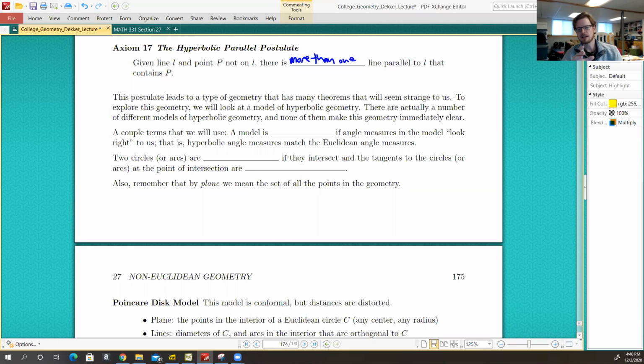And when we look at our examples of this, our models of it, there are a few terms that we need to be familiar with. One of them is that a model is conformal if the angle measures in that model look right. So if angle measures are actually preserved, then that's called conformal. We just have to understand what it means to preserve them, or to actually have them be right.